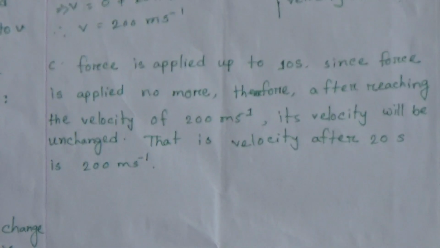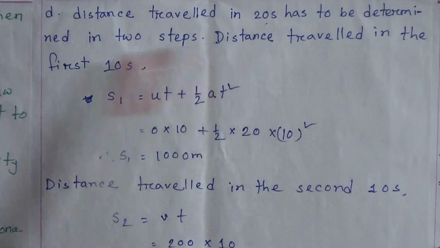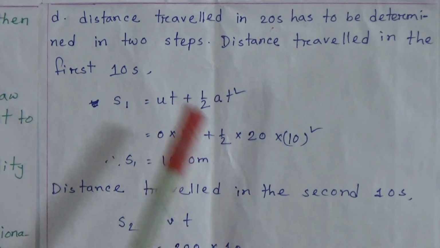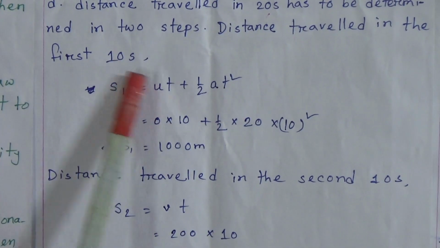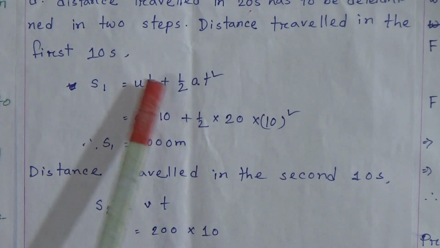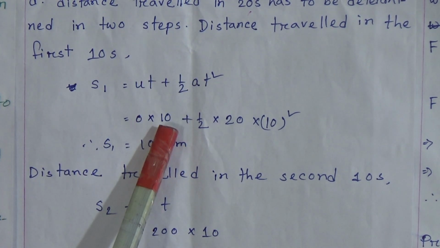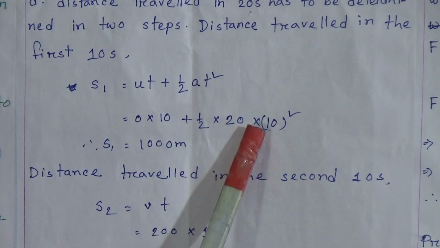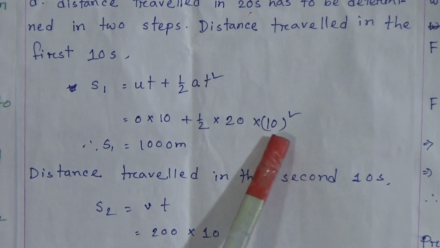Okay, now come to number D. What is the distance traveled in 20 seconds? Distance traveled in 20 seconds has to be determined in 2 steps. First we find the distance traveled in the first 10 seconds, then the distance traveled in the second 10 seconds. For the first 10 seconds, we know s1 equals ut plus half at square. Here initial velocity u is 0, time t is 10 seconds, plus half into a, acceleration here given 20 meter per second square, into time whole square.